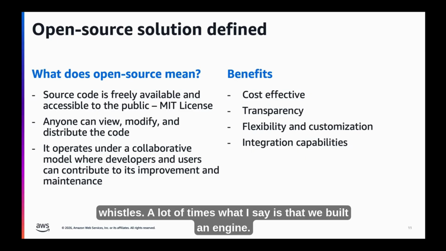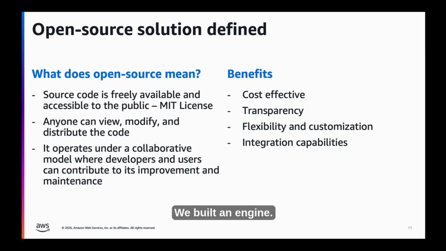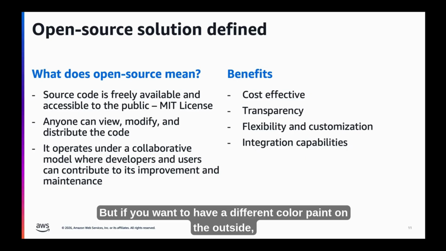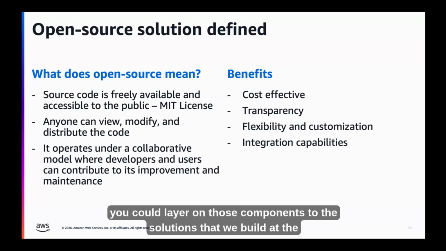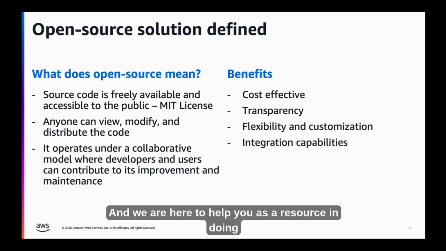A lot of times what I say is that we built an engine. But if you want to have a different color paint on the outside, tinted windows or a sound system, whatever it might be, you can layer on those components to the solutions that we build at the Cloud Innovation Center. And we are here to help you as a resource in doing so. So there's a lot of different benefits to this.